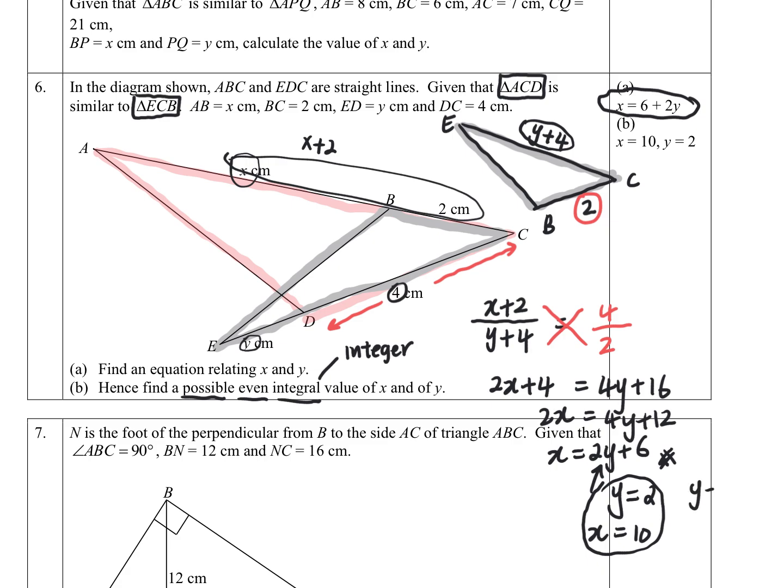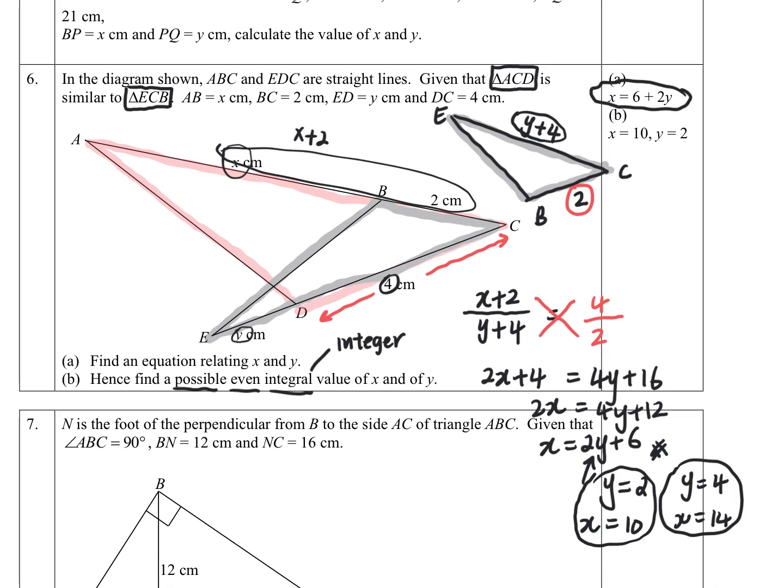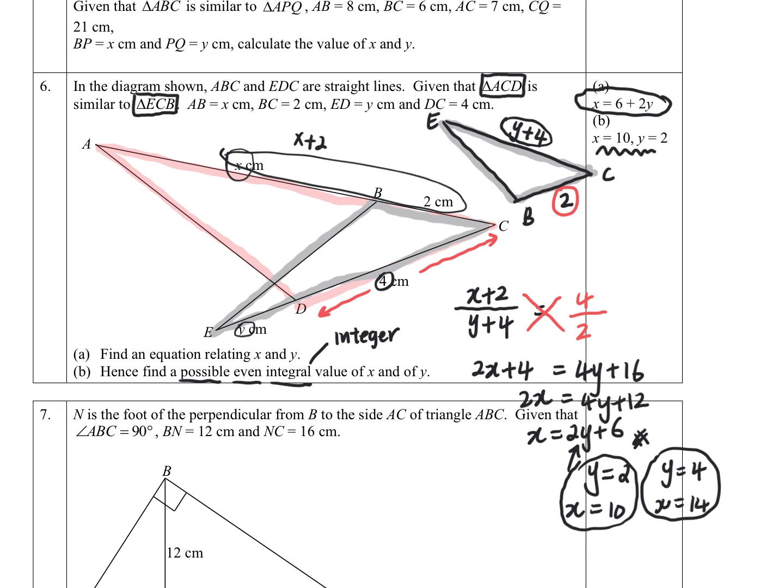You can change y equals to 4, the next even number. Then you will have 14. Okay, this is the other possibility. So many possible answers, just give me one. Okay, just give me one pair will do. So whatever they have written here is just one possibility. You can have other answers.